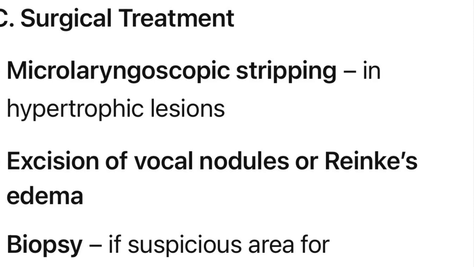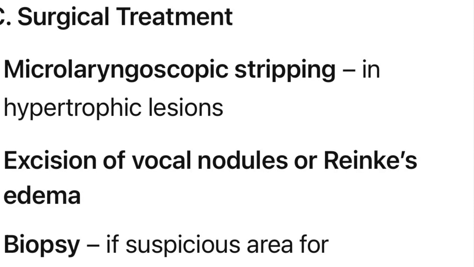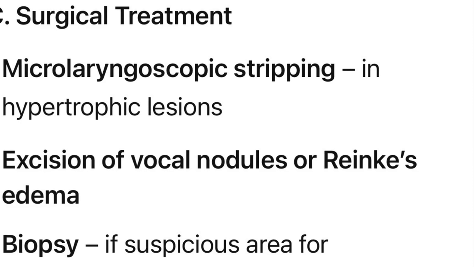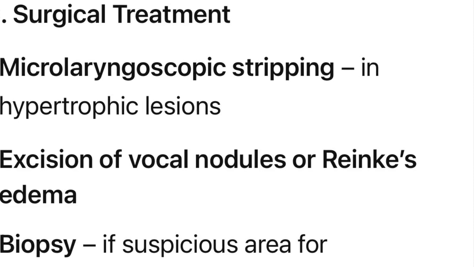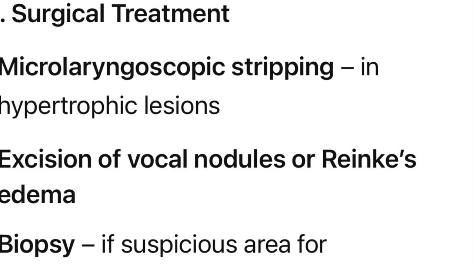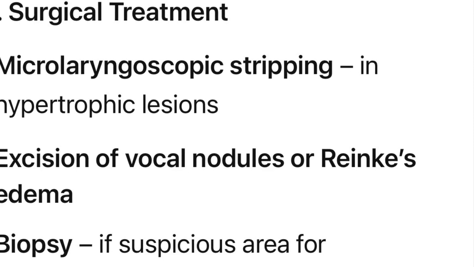Next is the surgical treatment. Microlaryngoscopic stripping in hypertrophic lesions. You have to strip the excessive mucosa from the larynx. Excision of vocal nodules or Reinke's edema. Biopsy if suspicious area of malignancy is there.